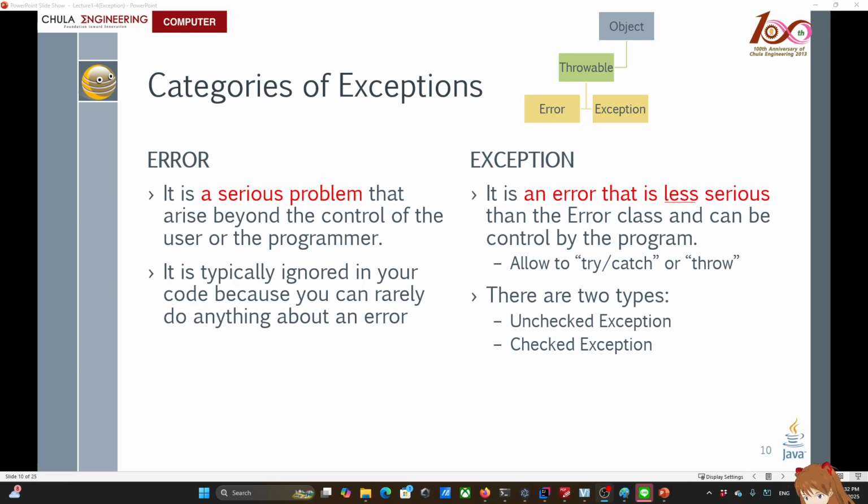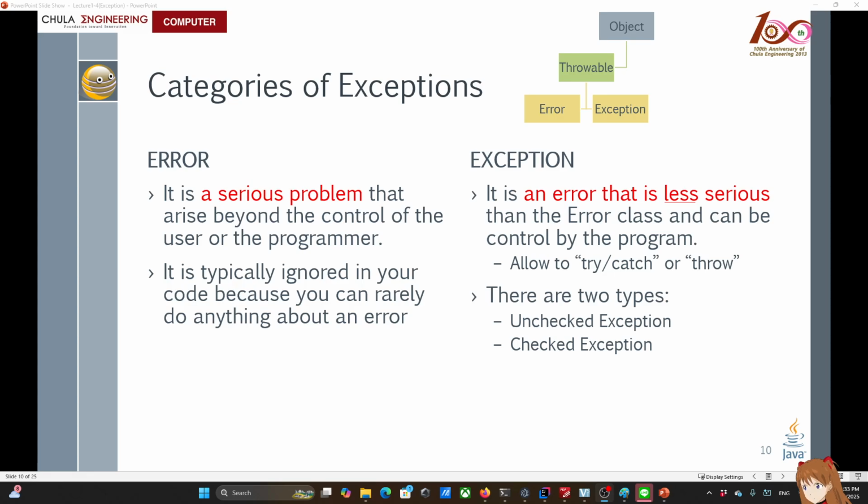So programmers usually can't do anything with it, so it's typically ignored. We usually don't do anything in our code to deal with error. But on the other hand, exception is less serious and most of the time can be dealt with in some way, and we write the code using try catch block to deal with the exception.